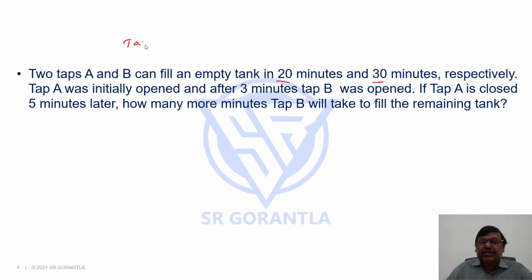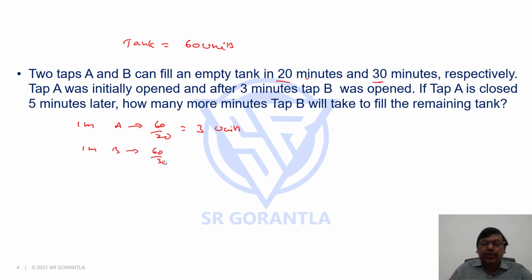Let the tank's capacity or the work to be completed be 60 units. That is the LCM of 20 and 30. So what is 1 minute's work of A? 1 minute's work of A is 60 by 20, 3 units. And 1 minute work of B is 60 by 30, 2 units.